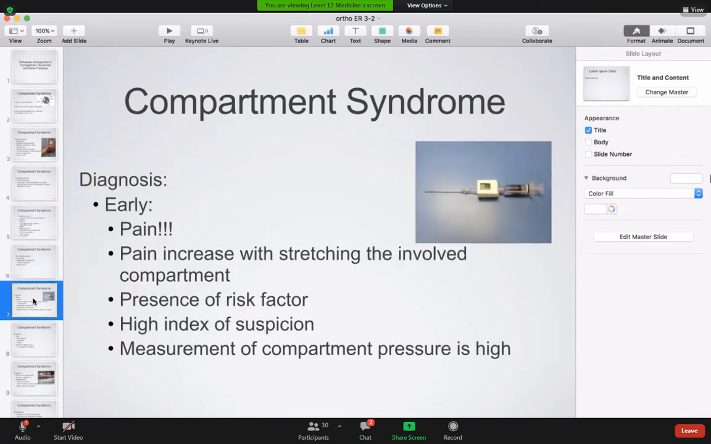Diagnosis usually is clinical. So early diagnosis with pain, usually pain increases with stretching of the involved compartment. They call it pain out of proportion. Presence of risk factors also is important. High index of suspicion in these cases. Measurement of compartment pressure is helpful sometimes, but only in patients who are unconscious. In a conscious patient, you don't need to measure the compartment.